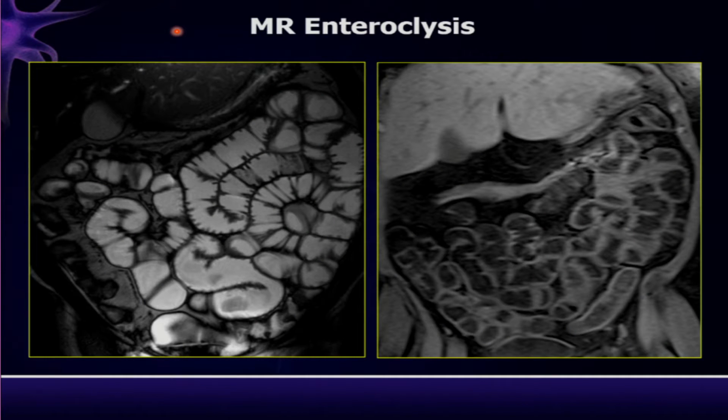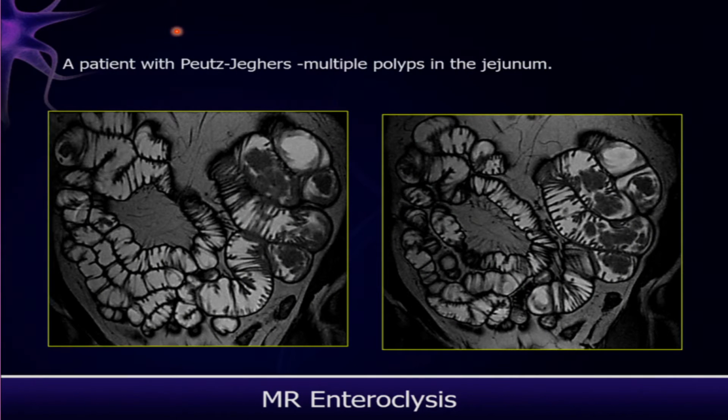MR enterography is a better imaging modality for evaluation of the small bowel. In contrast to CT enteroclysis or CT imaging, there is no ionizing radiation involved here, so it's a safe method. This is a patient with Peutz-Jeghers. You can see multiple black dots in the proximal jejunal area. Those are multiple polyps.